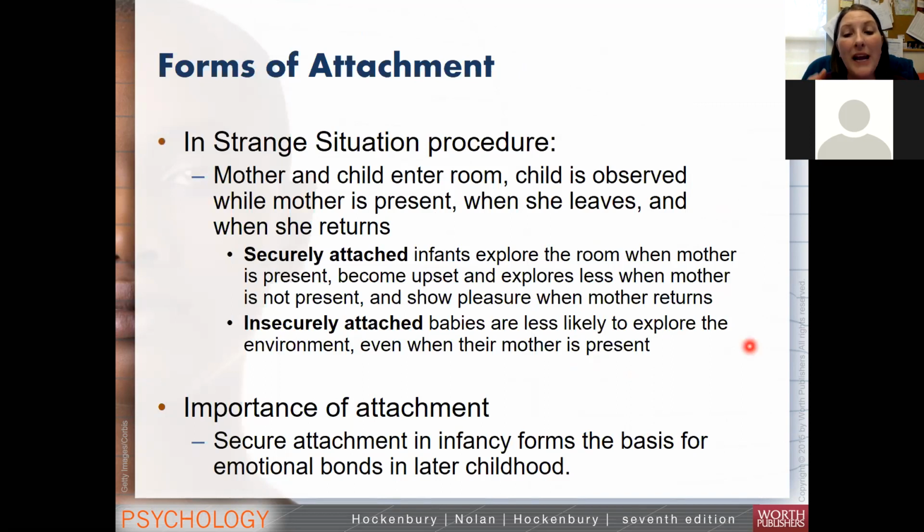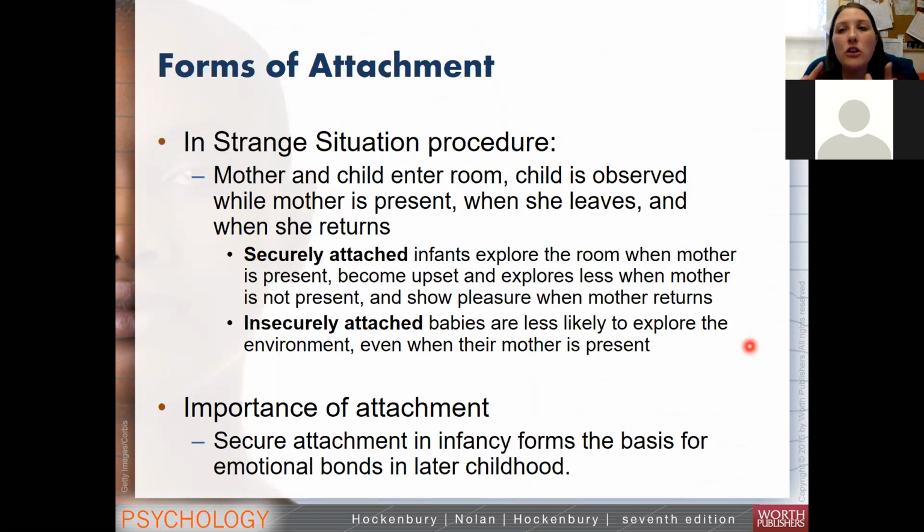Basically speaking, a securely attached infant would be one that, when the mother is in the room, feels safe enough, even in a strange room it's never been in, to explore and look around. Then when the mother leaves the room, the child becomes upset and does not continue exploring the room. But when the mom returns, the baby's like, "Mama," and is excited to see the mom. The child's not upset at that point, is happy, and everything's fine.